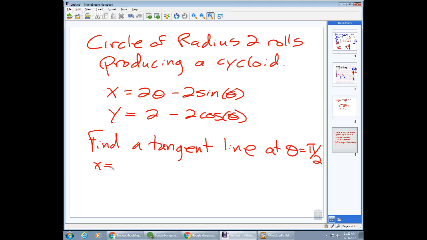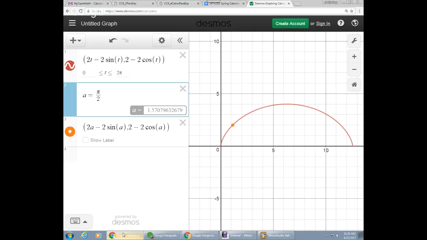X is going to be 2 times pi over 2, which is pi. And then the sine of pi over 2 is 1. So it's pi minus 2, or approximately 1.14-ish. And then y is going to be 2 minus the cosine of pi over 2, which is 0, right? Yeah. And so I just get 2. So on GeoGebra, that graph should look like about 1, 2-ish. Yep, that looks about right.